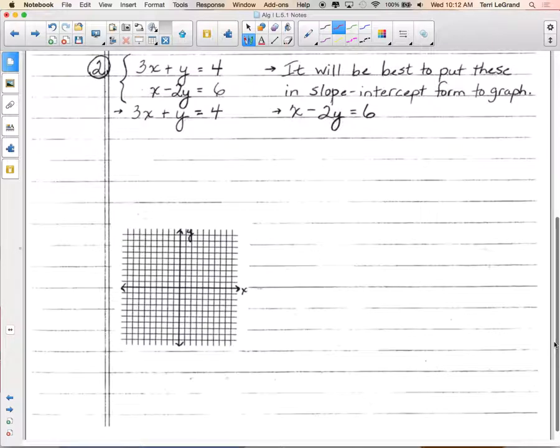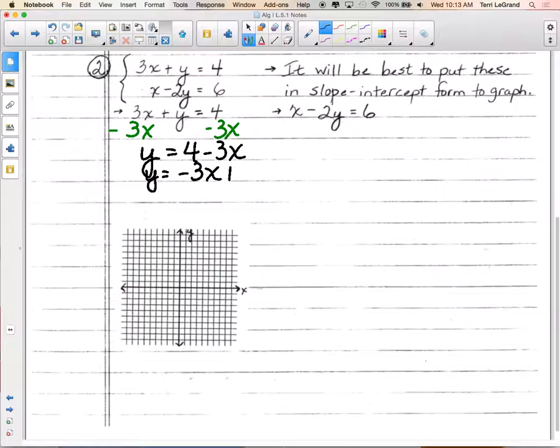Well, let's keep practicing this slope-intercept form thing. What are we going to do to the first equation? Subtract 3x from both sides. Well, y is now alone, and it's 4 minus 3x, which is also the same as y equals what? Negative 3x plus 4. And m equals, and b equals. That's what I want, right? Negative 3, 4.